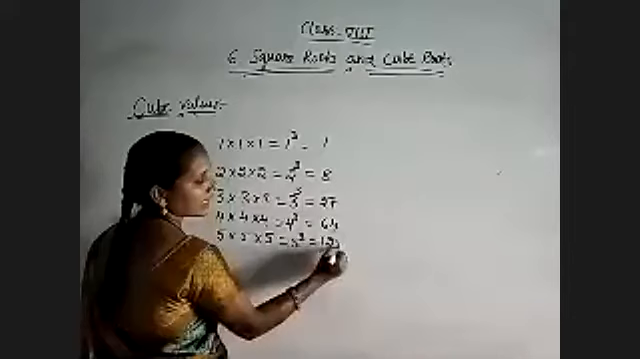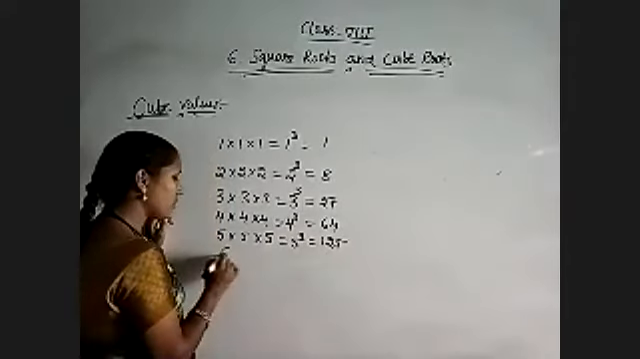Okay, and next, 5. 5 5s are 25, 25 5s are 125. 5 cube is equal to 125. Like that only for 6.